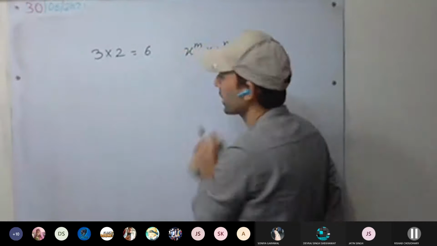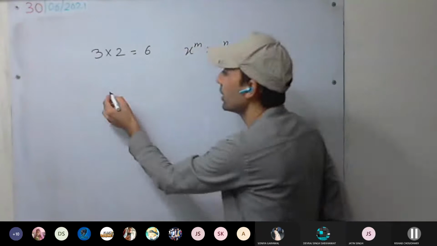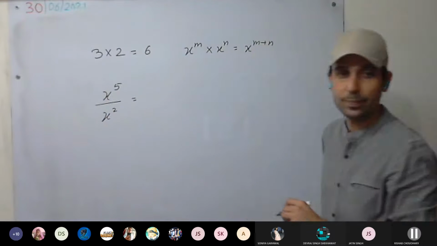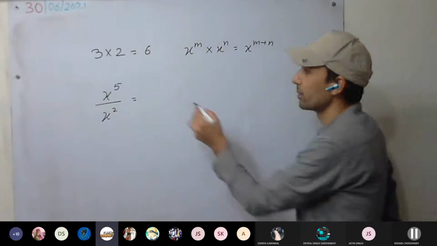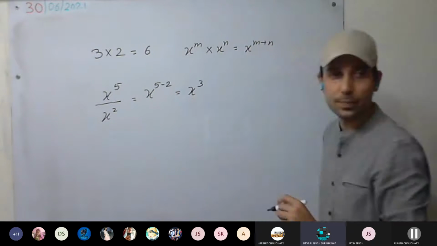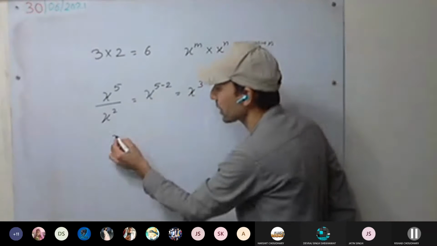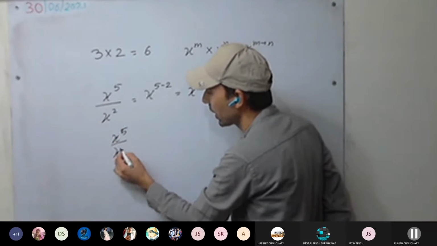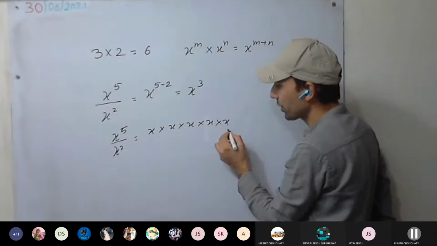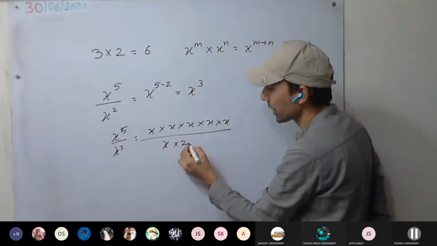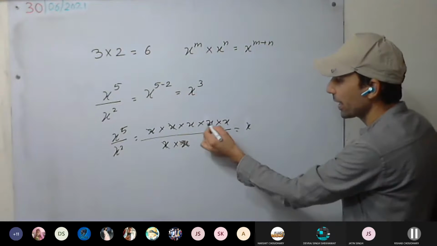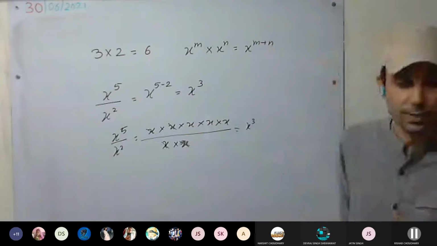So let's see division along with this as well. Only one division, the rule is the same. x raised to power 5 divided by x square, what will be the answer? x raised to power 5 minus 2, which is x cube. See how we have done it. x into x into x into x into x, 5 times x, divided by x into x. So these two get cancelled. How many are remaining? x into x into x, x cube. Understood?